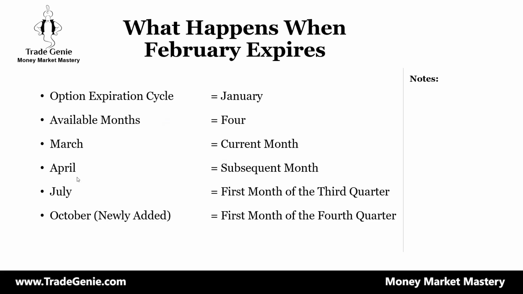When February expires, March is there. It was added last time, so it becomes the current month. April was there, so it stays as the subsequent month. July is there, so it stays there.